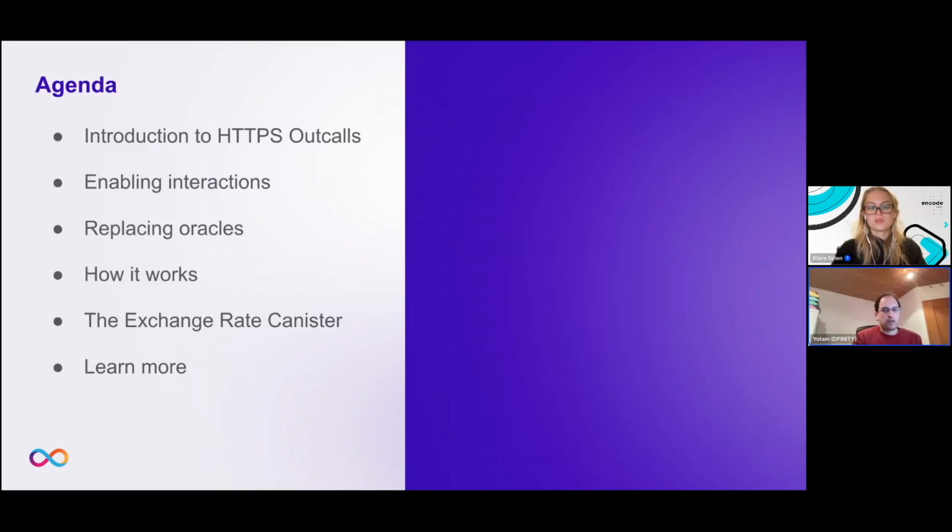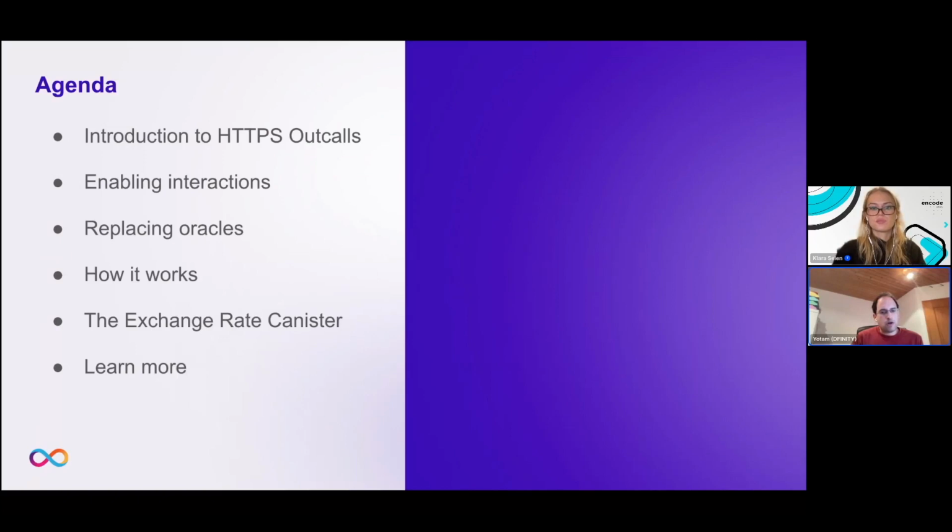So let me start with what I'm going to talk about. I'm going to give a brief introduction to what HTTPS outcalls are, because they're very different from what you may have seen if you developed on other blockchains before. It's very unique to the internet computer. Then I'll try to explain how this enables interactions with the outside world, with Web 2 specifically, and how it replaces oracles in many cases. Then I'm going to dive a bit into the technical details on how it works, not too much. But if you have further questions after this presentation, you can, of course, ask me.